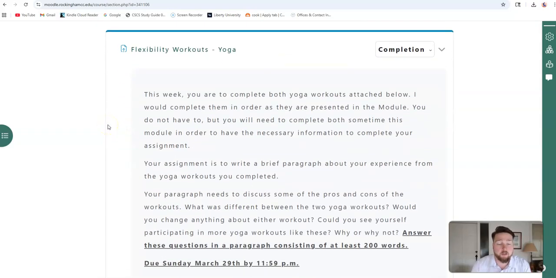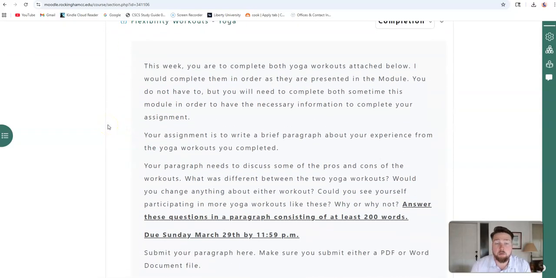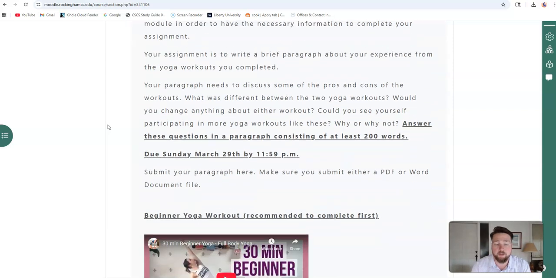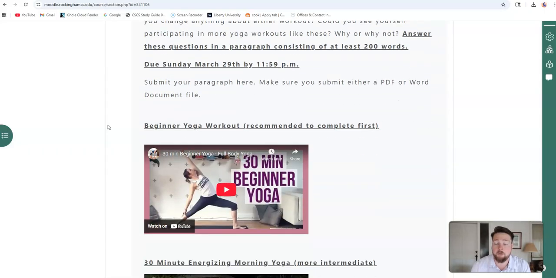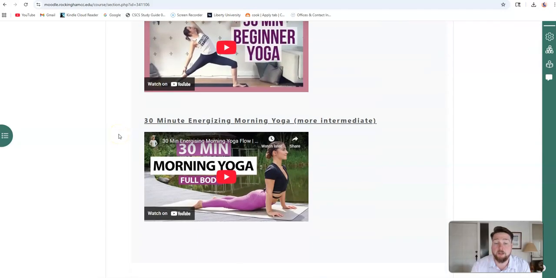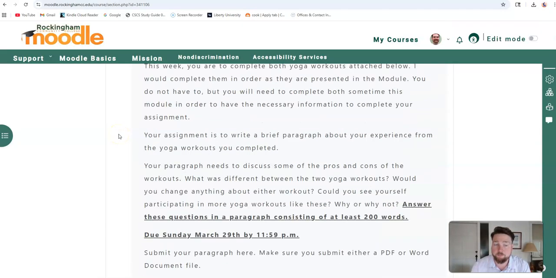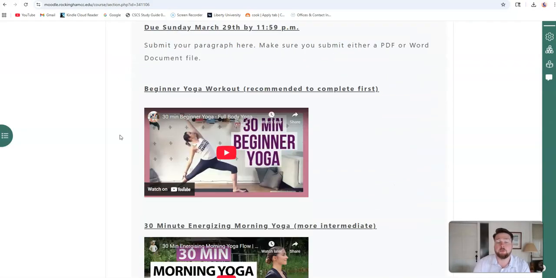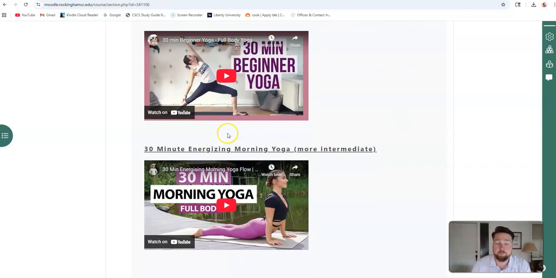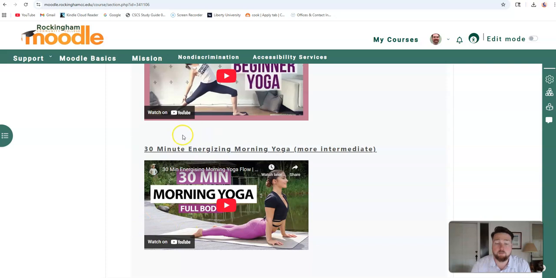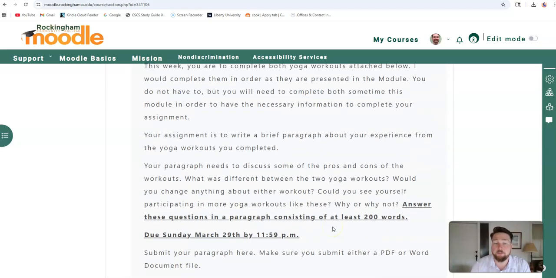Your second assignment is you're going to complete a couple of yoga workouts. In the comfort of your own home, hopefully you have plenty of room somewhere in your home. If you would like to come to campus and do it, then you certainly can. There are two workouts I want you to do, and they are 30 minutes in length. There's one that's beginner friendly, the first one, and the one at the bottom is more intermediate. It's a little bit more challenging compared to the first one.